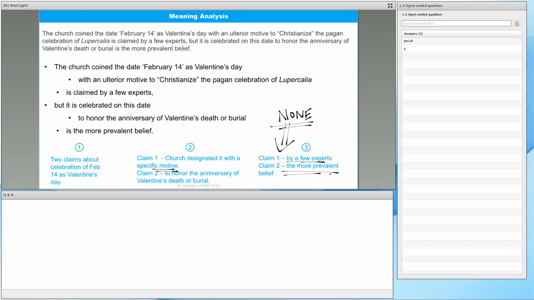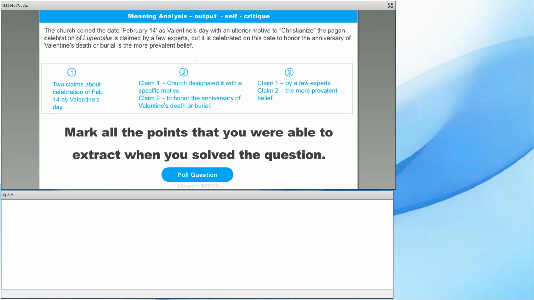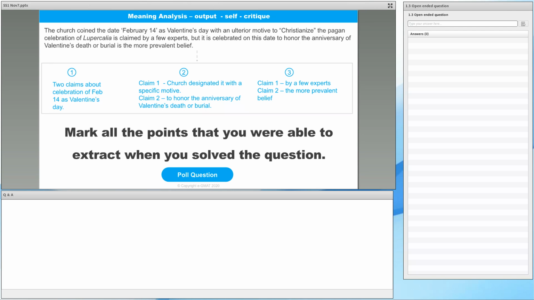Look at it again. The author... I know you guys are tired, but stay with me. All right. Now, I want you to tell me, when you were solving these questions, which of these aspects were you not able to extract? Which of these aspects, aspect 1, aspect 2, aspect 3, were you not able to extract?